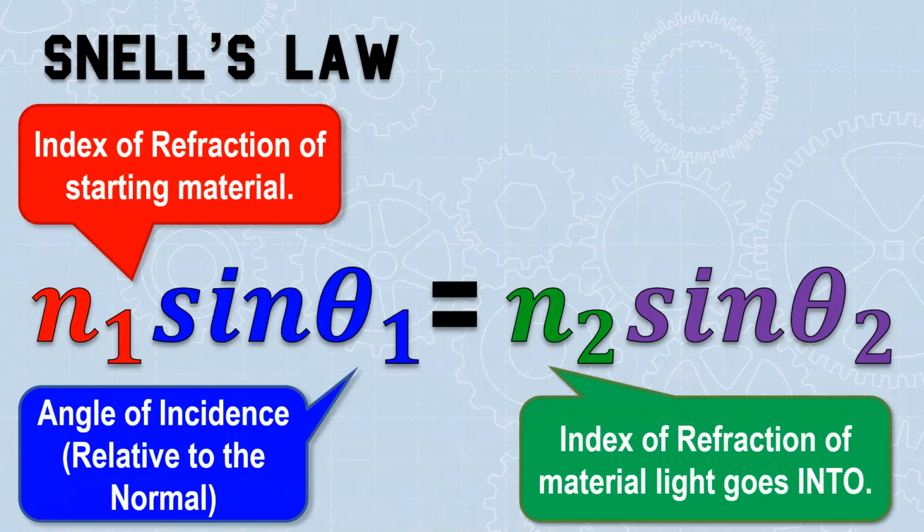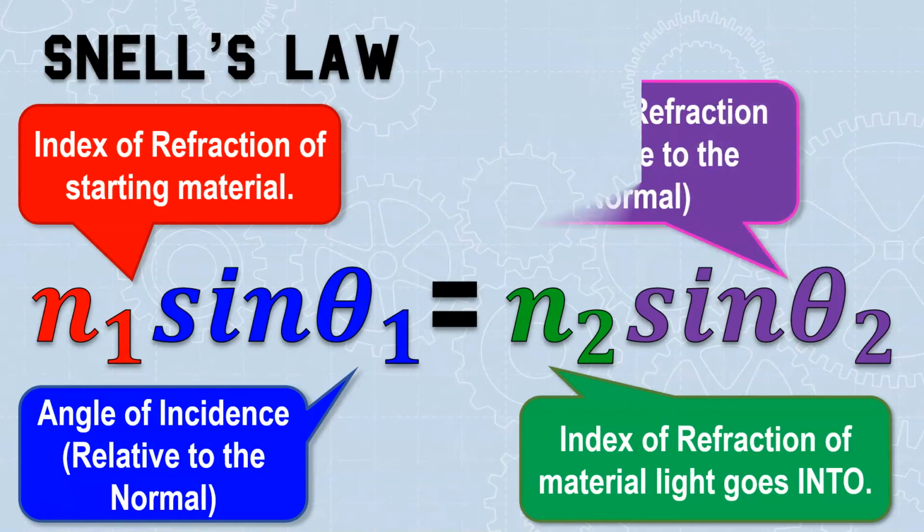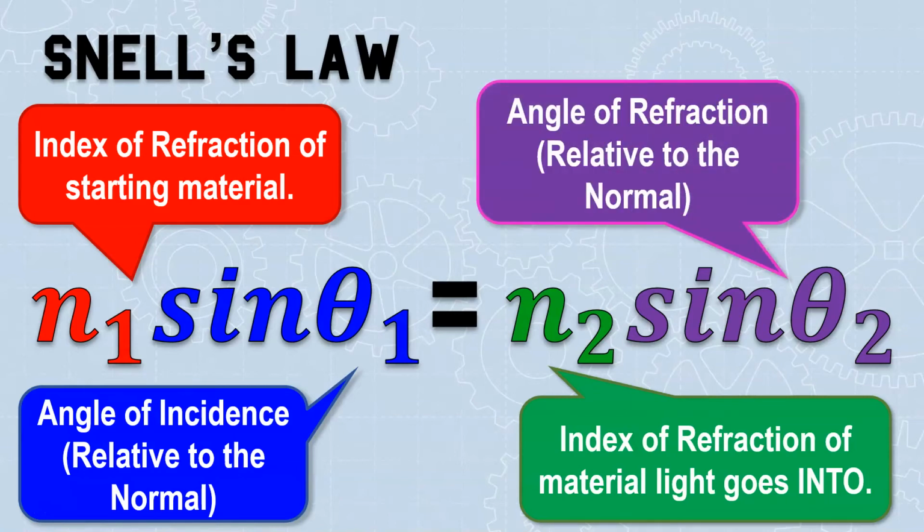Sine of theta 1. This is that initial or incidence ray angle relative to the normal. Theta 2, or sine of theta 2, is the angle of refraction relative to the normal. 1 is the angle that it begins with. 2 is the angle it goes into or ends with.